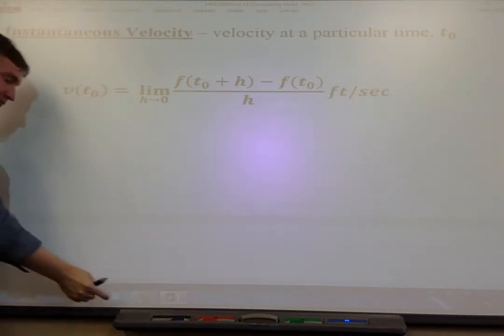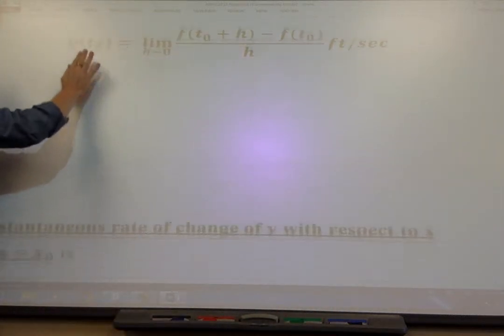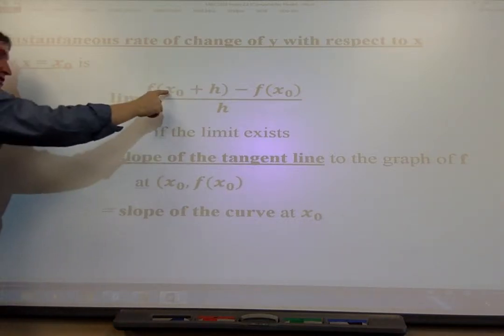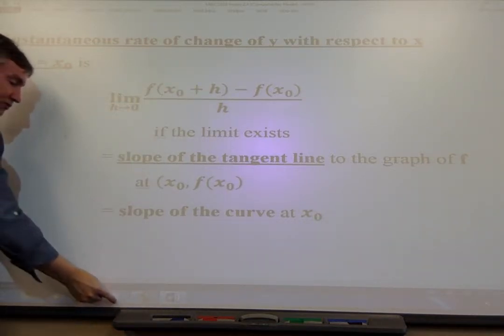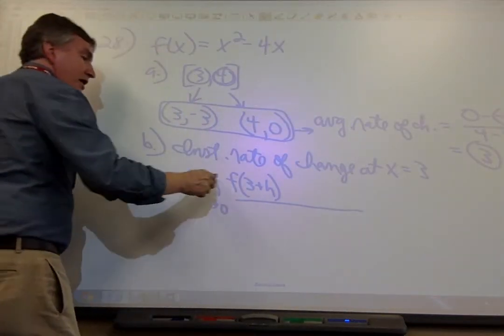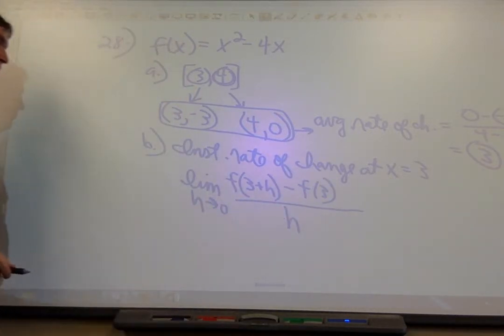Definition. Okay. And down below, I redefine this. Instead of instantaneous velocity, I define it as instantaneous rate of change, which is exactly what we would use for this one. Same thing, right? Instead of t's, they're x's. So, f of 3 plus h minus f of 3 divided by h. If you don't mind, just to have room, I'm going to bring it over here. If that's okay.